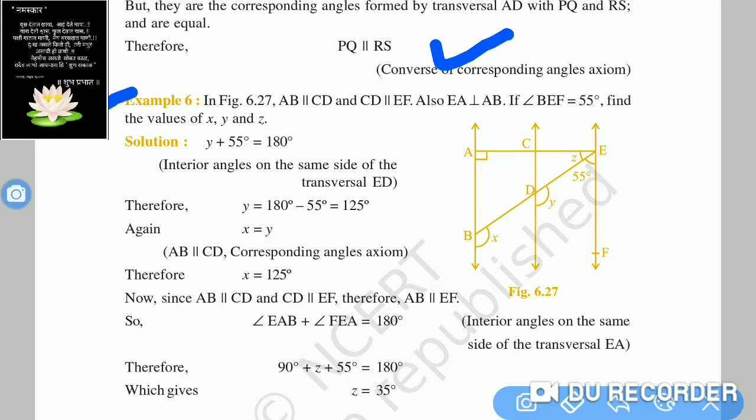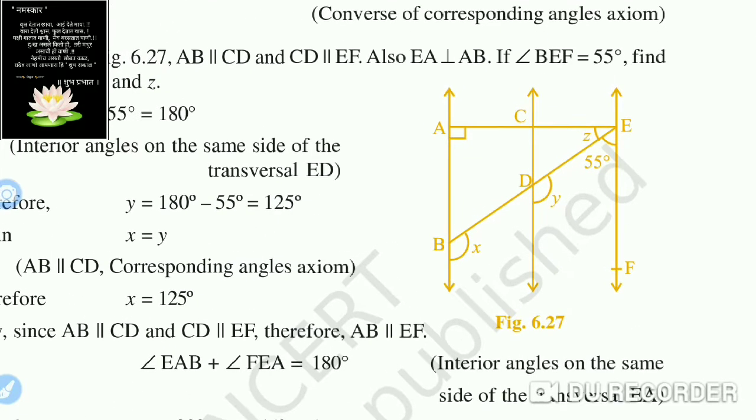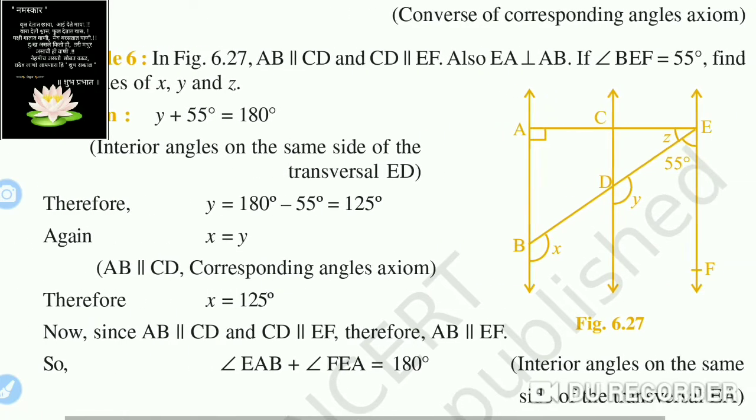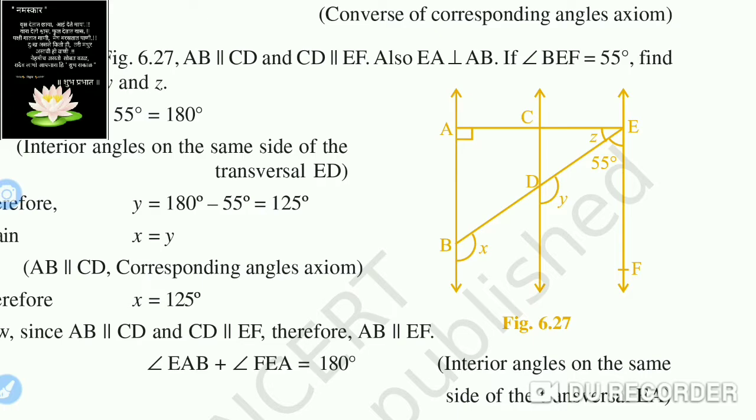Example 6. In the figure, AB is parallel to CD and CD is parallel to EF. Then EA is perpendicular to AB. Angle BEF is 55 degrees. This BEF is given as 55 degrees. We have to find out the measures of x, y and z.